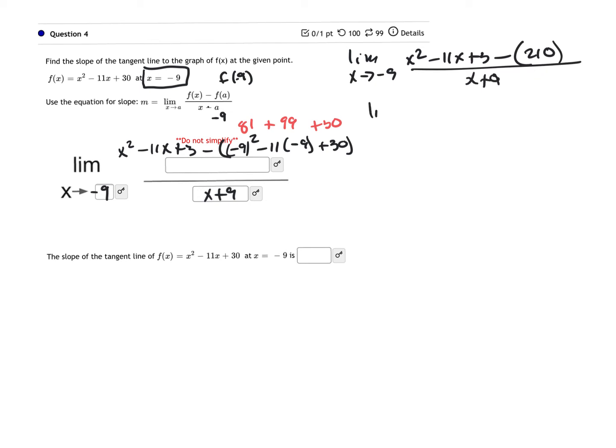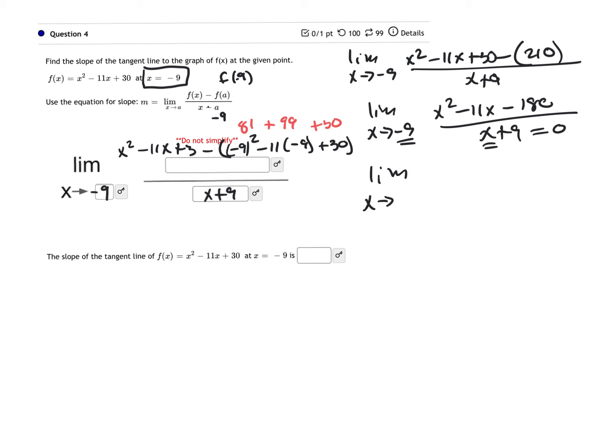So now I'm going to take the limit as x approaches -9 of x squared minus 11x. Now, 30 minus 210 will give me a negative 180 over x plus 9. Now, if I try and put a -9 in for x here, that's going to give me a 0 on the bottom, and we don't want that. So I need to factor the top.